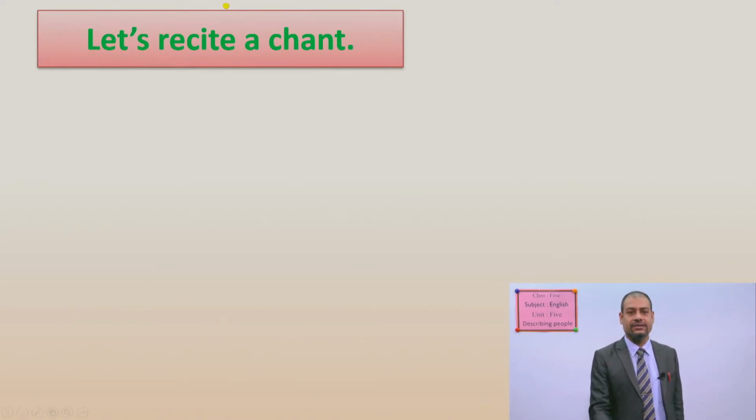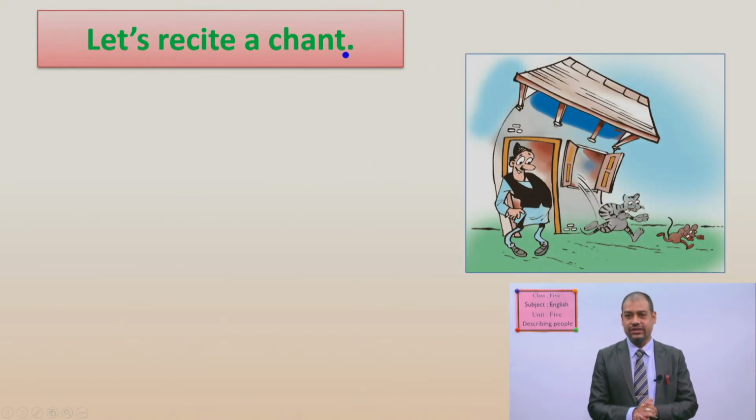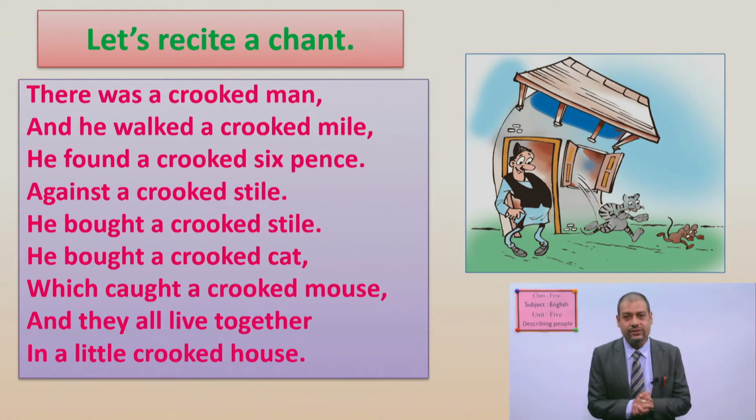Yes, there is written, let's recite a chant. Please, you also read it once with me. Now, you can see the picture. Look, there is a house, there is a man, and you can find a cat and a rat, okay? So, what is the chant about? We are going to recite that, and then you will guess what we are going to learn today. So I am going to show you the chant. Have you seen it? Fine. Now you also please read with me.